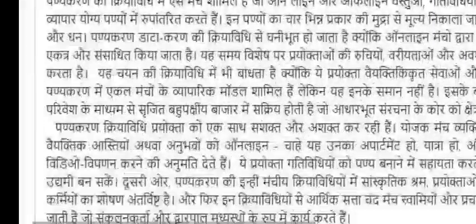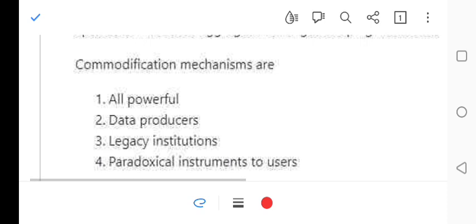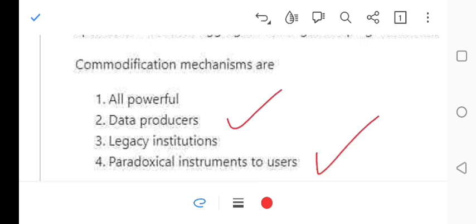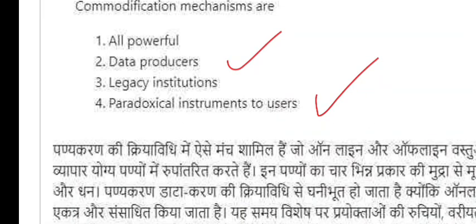Next, commodification mechanisms are what? All powerful data producers, legacy institutions, paradoxical instruments to users. So according to me, it will be data producers and paradoxical instruments to users. But since this is a multiple choice question and we have to choose only one, I have no idea about it. According to you, you just choose one.